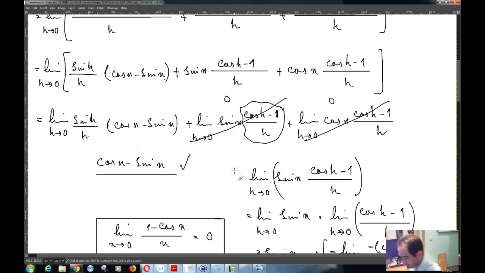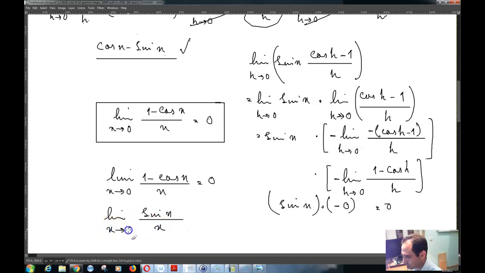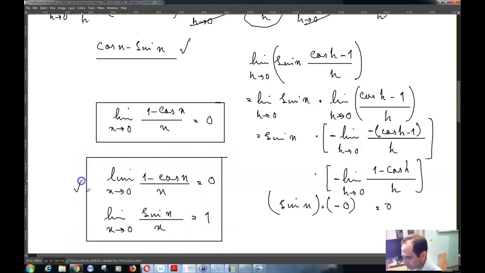Okay, so that's basically how you solve this kind of problem. Remember that the limit of 1 minus cos x over x when x tends to 0 is equal to 0, and the limit of sine x over x when x tends to 0 is equal to 1. These two are the two limits that are important.